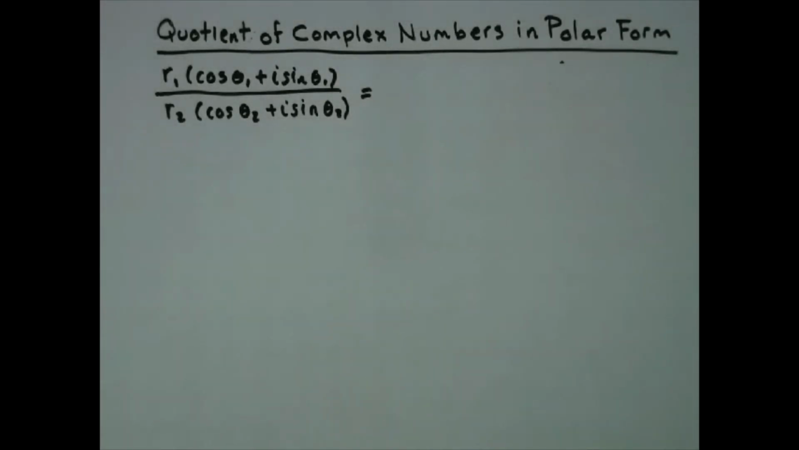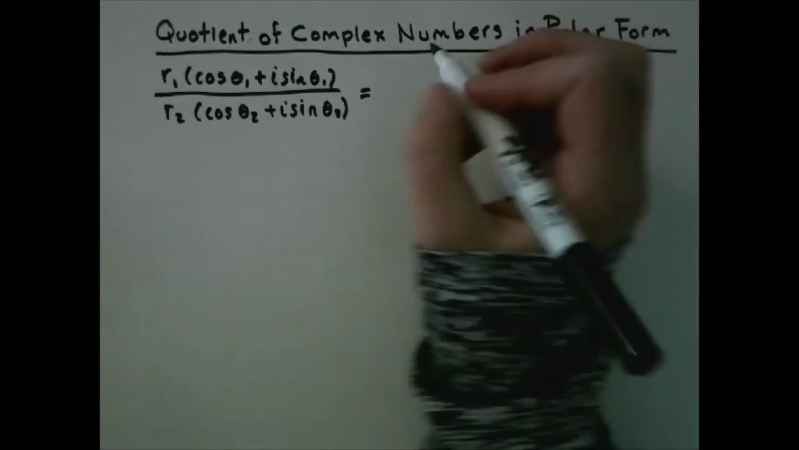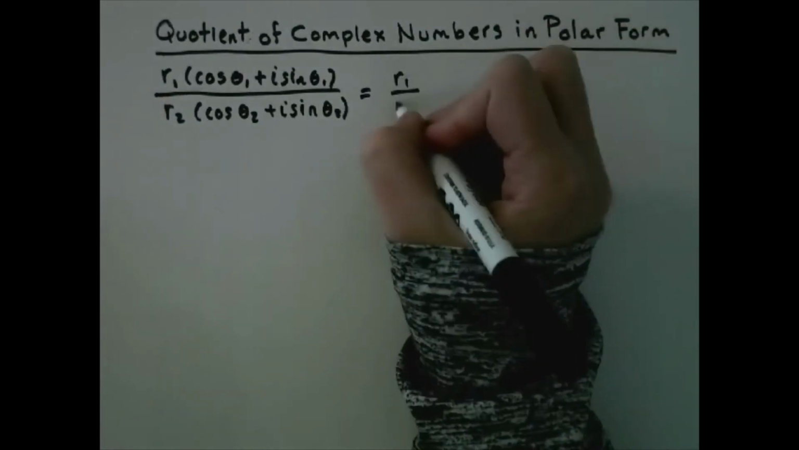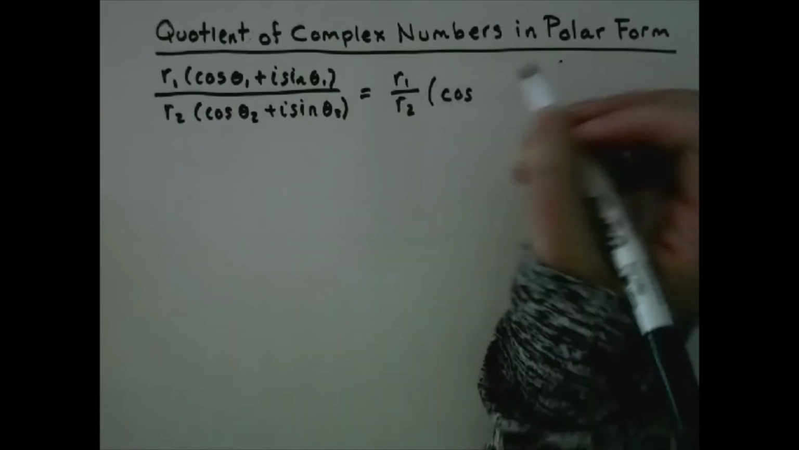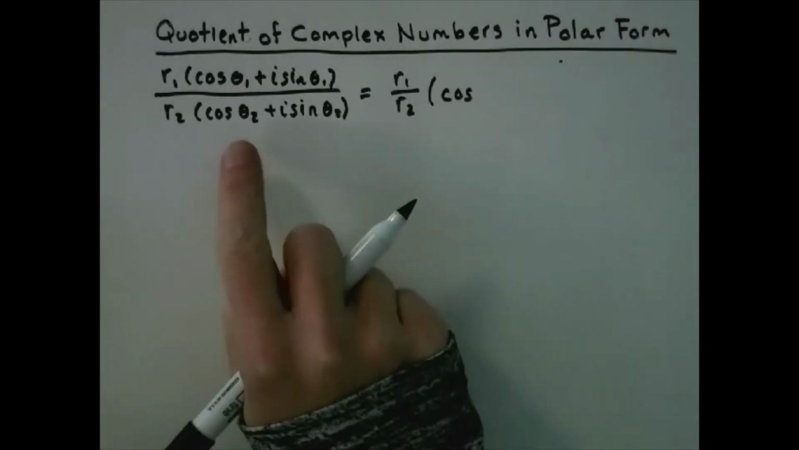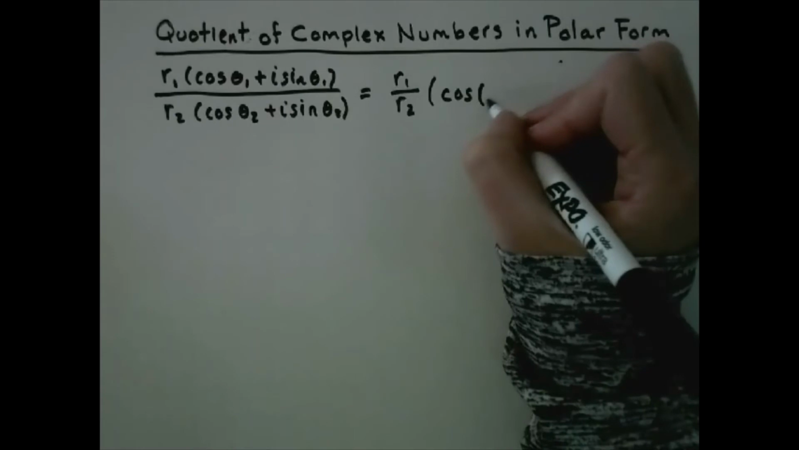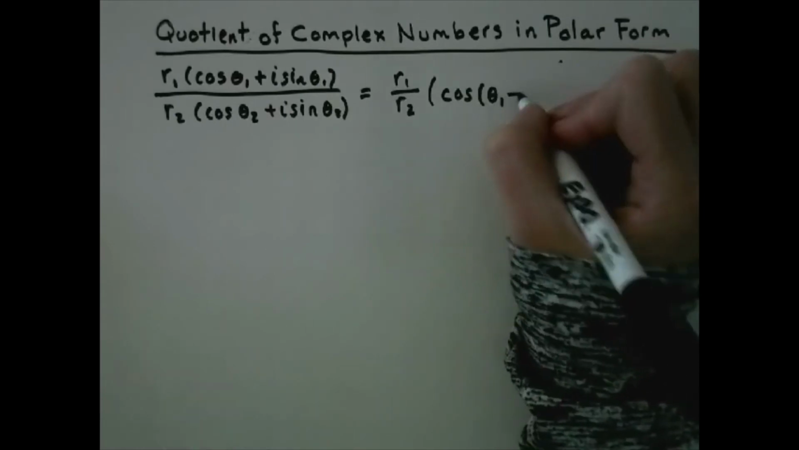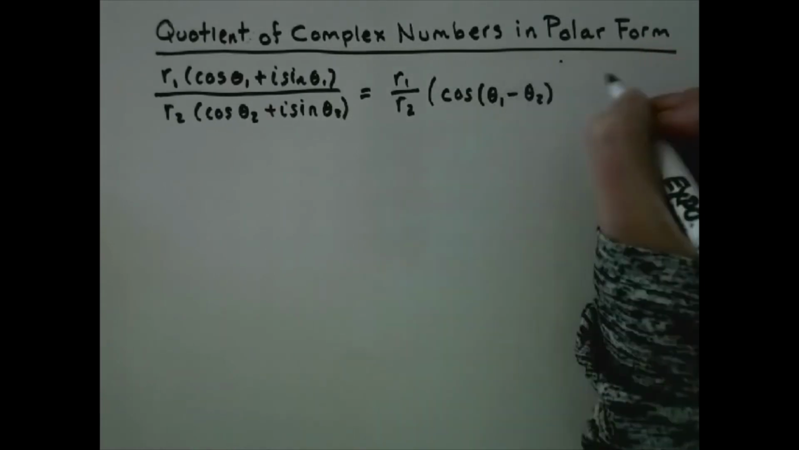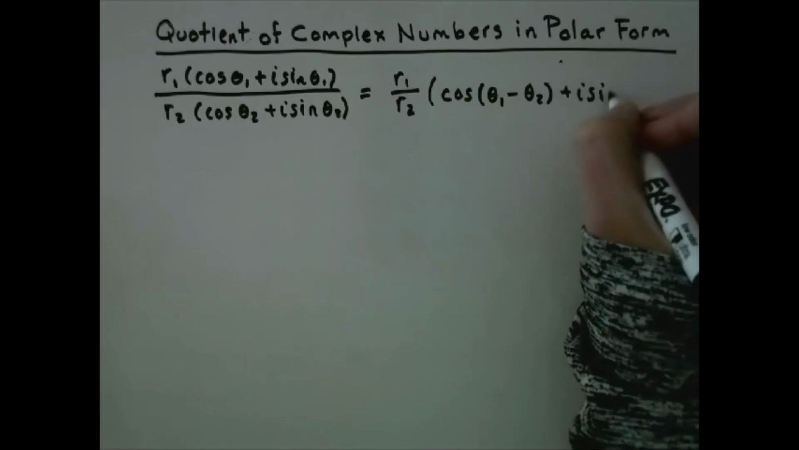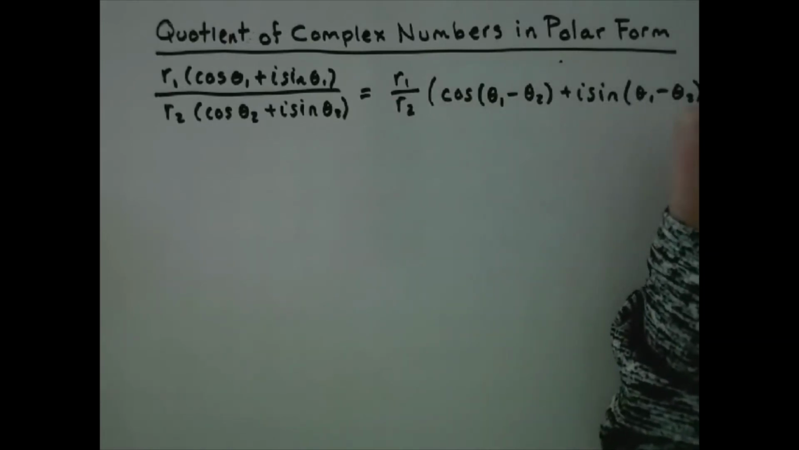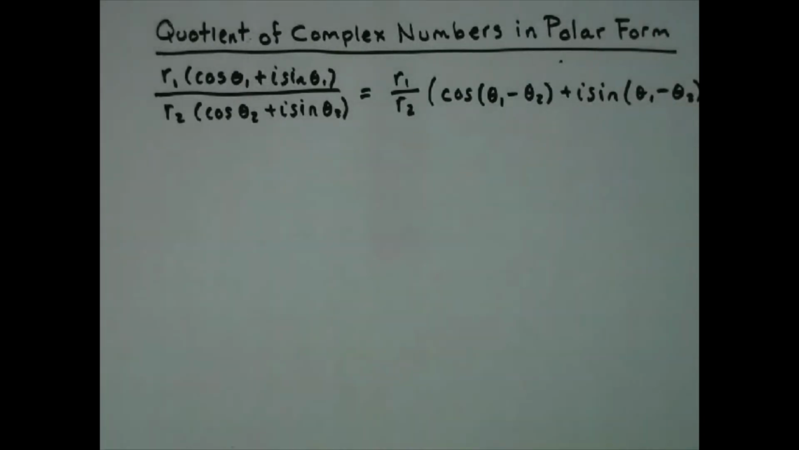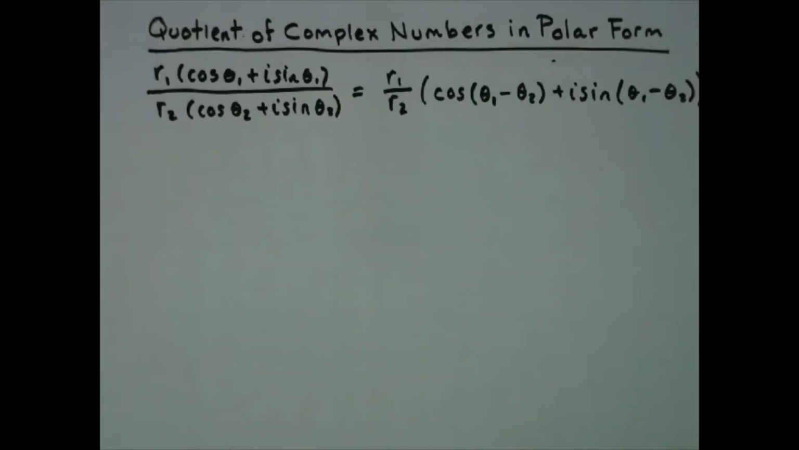When we multiplied, we multiplied the r's. When we divide, we're going to divide the r's. When we multiplied, we added the thetas. When we divide, we're going to subtract to get our new value.